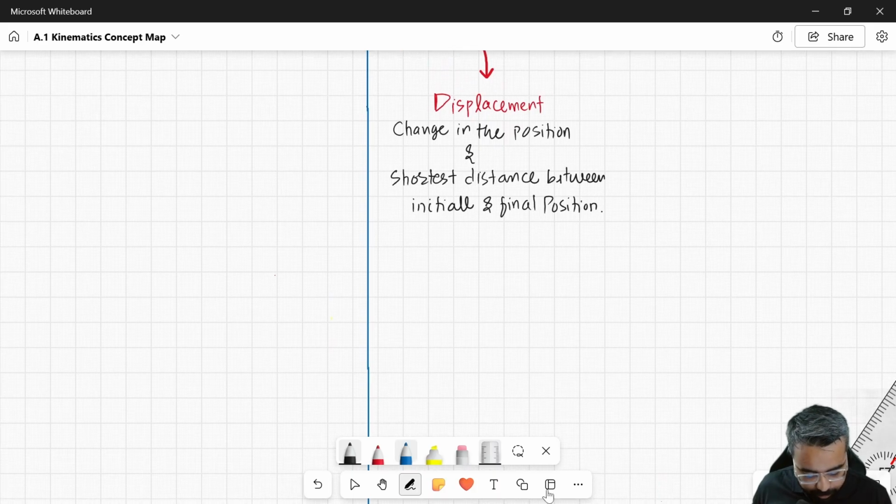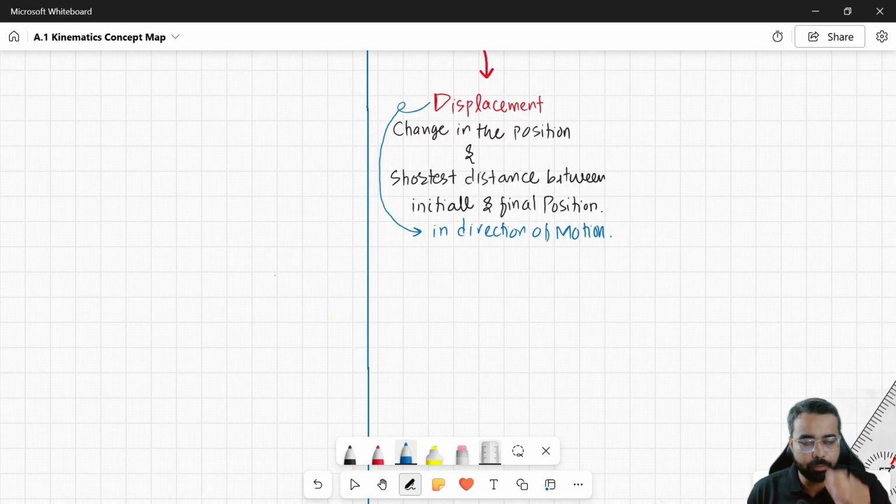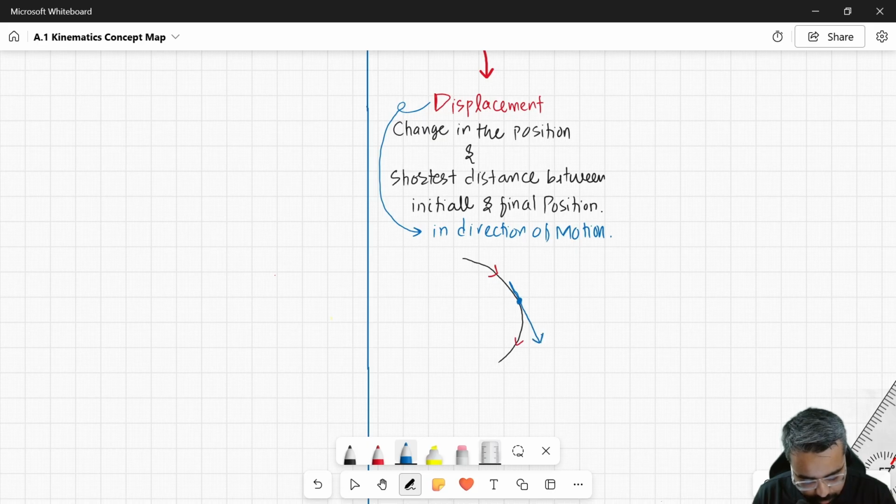If it is a vector quantity, its direction is always in the direction of motion. So if an object is moving in a curved path, then you have to draw a tangent at that point. For example, if a car is taking a turn like this, this is the direction of motion of the car. So what will be the direction of the displacement at this point? That will be along the tangent. So this is the direction of the displacement vector.